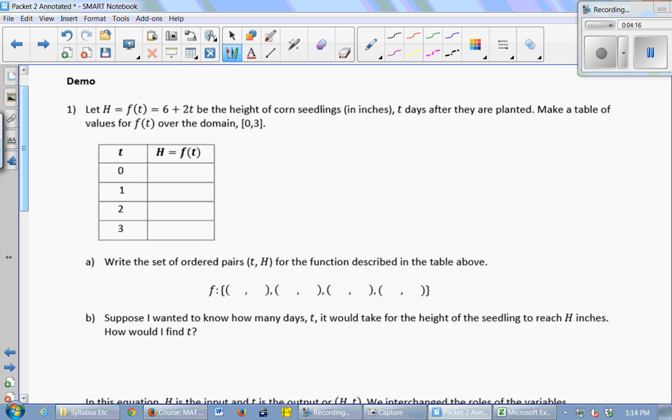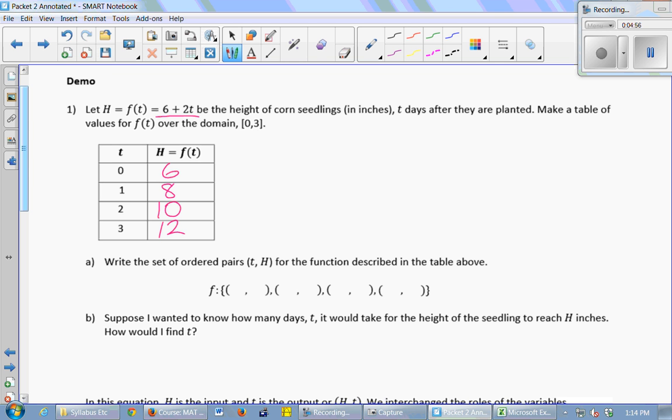Okay, so let's say f of t is a function that models the height of corn seedlings in inches t days after they've been planted. Okay, so I want to make a table of values for f for the domain 0 to 3. So I'm just picking some values from 0 to 3, and I'm going to plug them in, right? So at time 0, what's the height of my corn seedling? 6. I'm plugging 0 into my function for t. 6 inches. All right, what about at time 1 day later? 8 inches. 2 days later, 10 and 12.